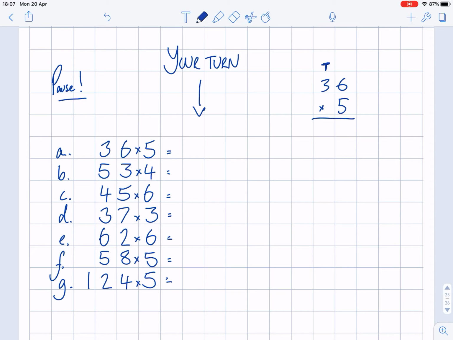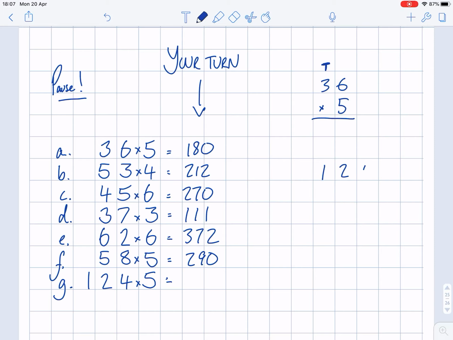All right, great. So let's go through the answers and then we'll have a little chat about them, okay? So the first one was 180. Next one was 212. Next one was 270. 111. Those of you that play cricket, I'm pretty sure that's called Nelson. Just a term for 111. The next one, 62 multiplied by 6 is 372. 58 times 5, 290.